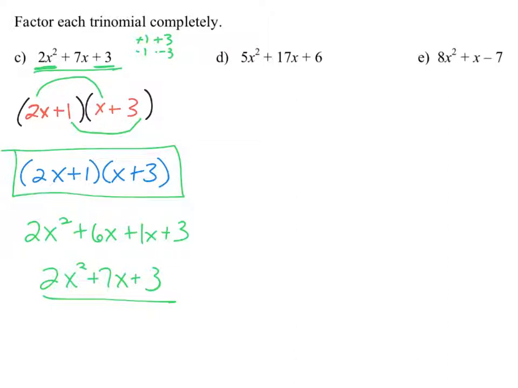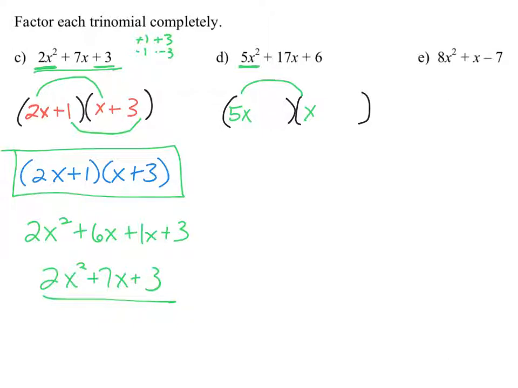In example B, we want to do the same process using that guess and check method, trial and error method. I know that the first term is 5x squared, and I can get that by having a first term of 5x and a first term in the other factor of x, so that 5x times x will give us the 5x squared.